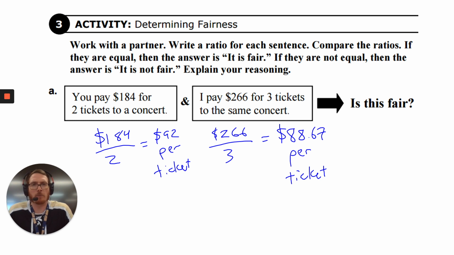So is it fair price-wise? Not necessarily, because one is charging less per ticket than the other. However, in this case, maybe it actually costs a little bit more to get the tickets run through the system. So maybe that's why it costs more for 2 tickets compared to 3.